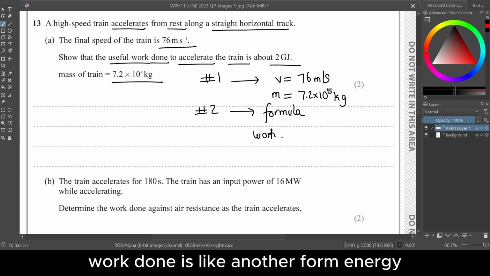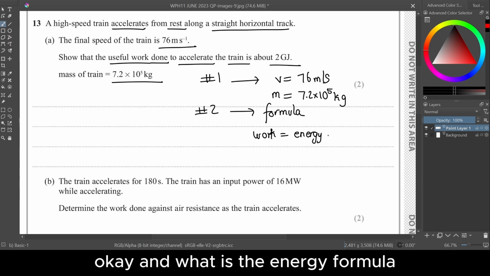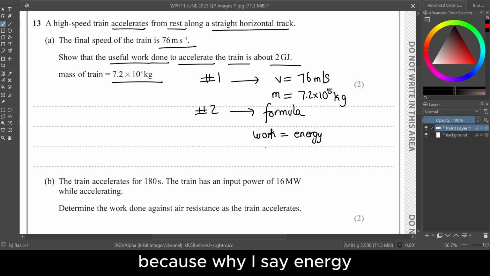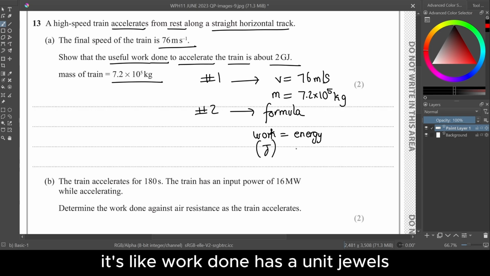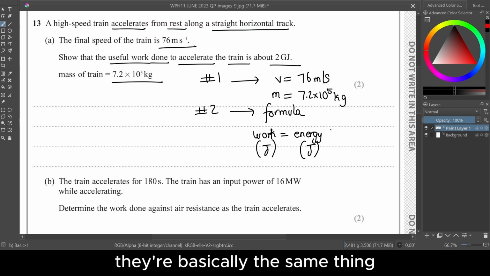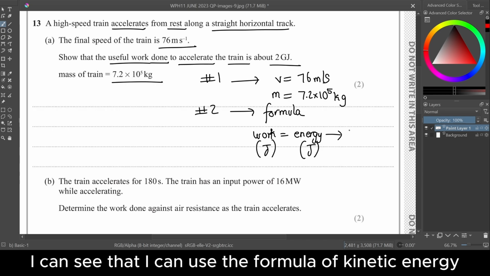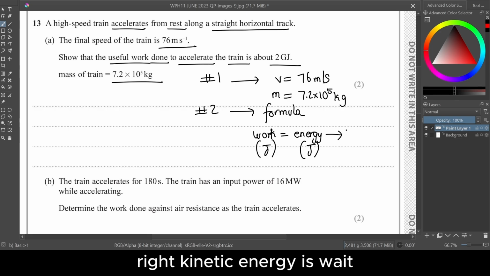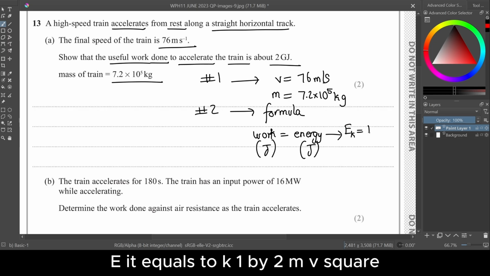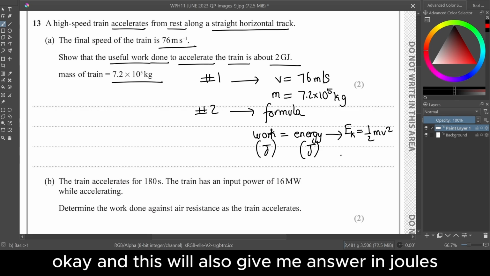Work done is like another form of energy. Okay, and what is the energy formula? Why I say energy, because if you notice the units, work done has a unit joules and energy also has a unit joules. So they're basically the same thing. Now to get energy from the formula sheet, I can see that I can use the formula of kinetic energy, right? Kinetic energy, E is equals to K, 1 by 2 mv square. Okay, and this will also give me answer in joules.